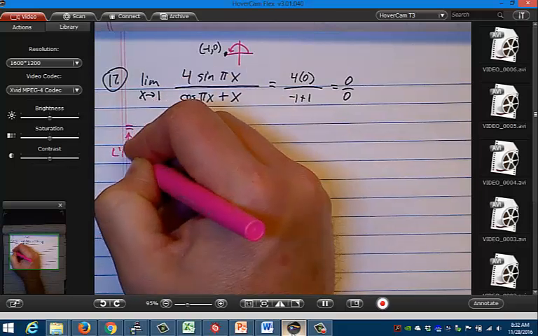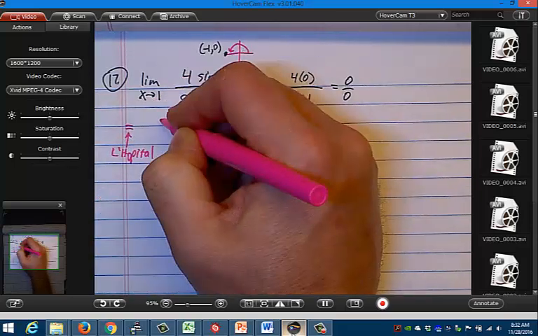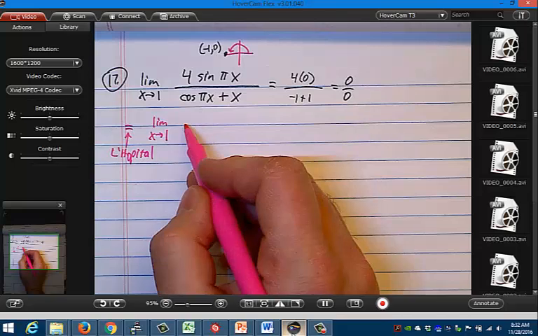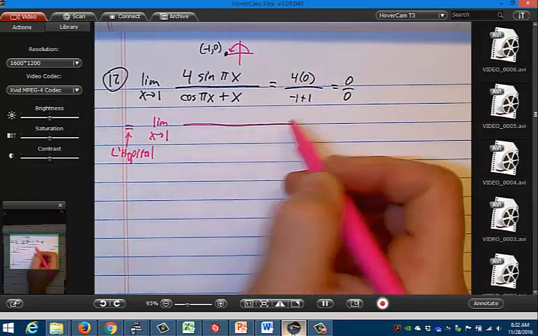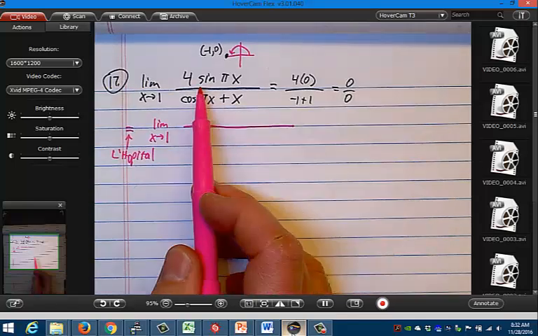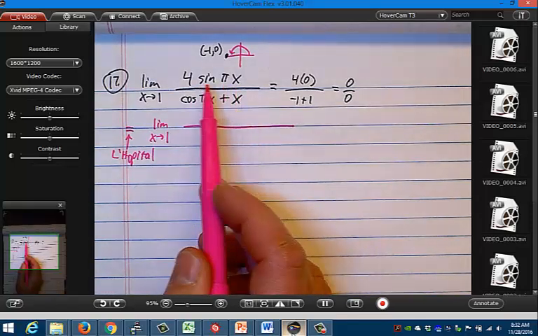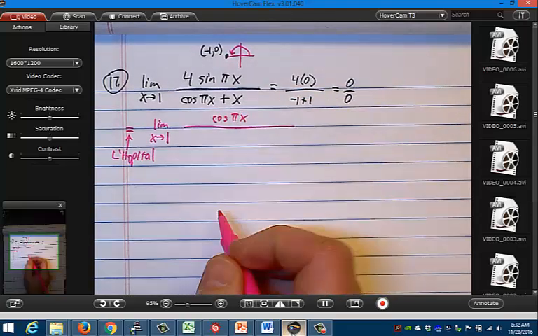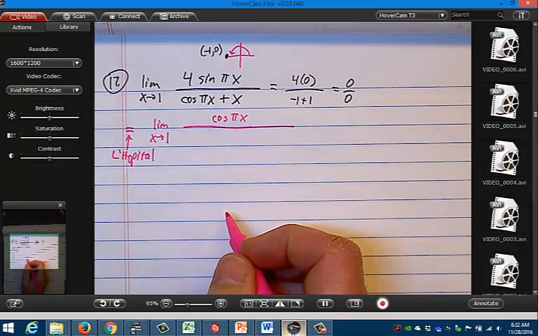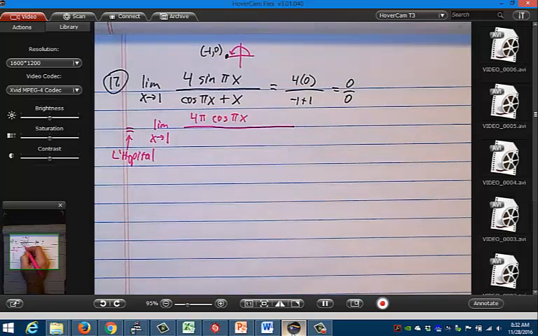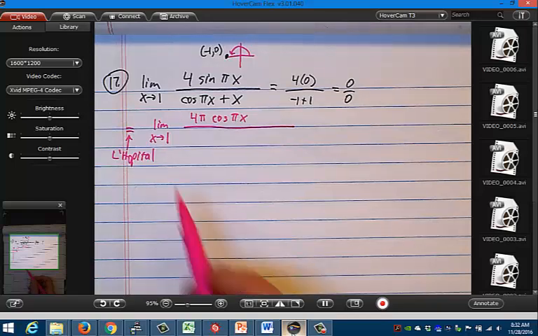Yeah, I'm going to apply L'Hopital. And so I now have that this equals the limit as x approaches 1. So what do we get in the top? Well, what's the derivative of sine? Cosine, right? But since this is the sine of pi x, I'll get the cosine of pi x, but I also have to multiply by what? Does this make sense to you guys if I write 4 pi out front? Yeah, because the 4 was already there.